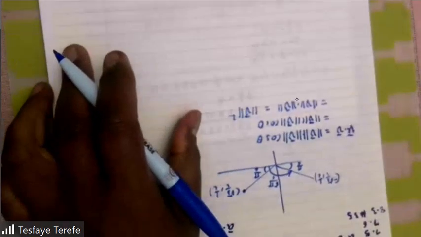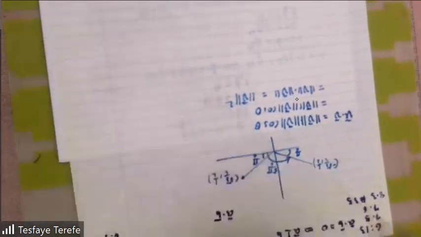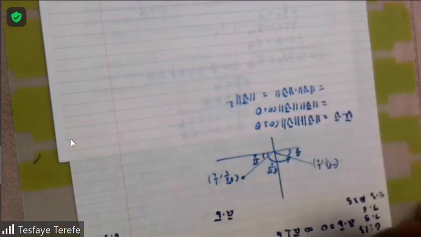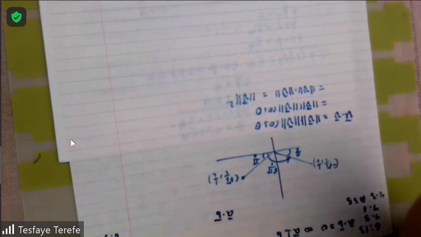Given this vector, find the orthogonal. Let's start with vector v, which has components x, y, z. We don't know it.